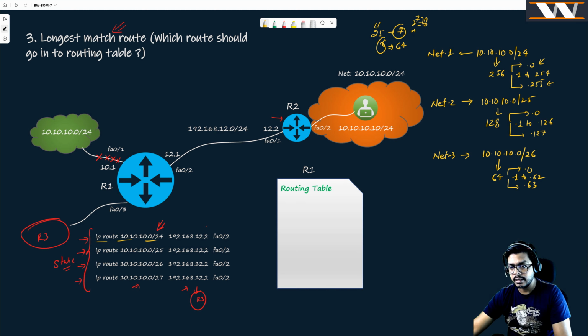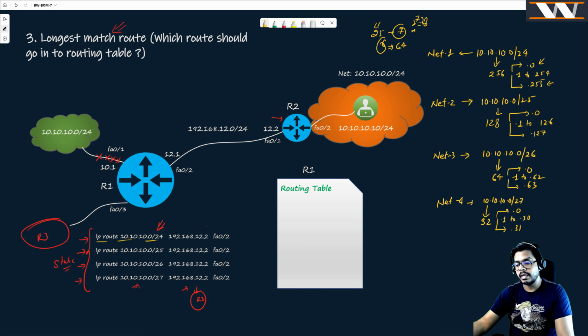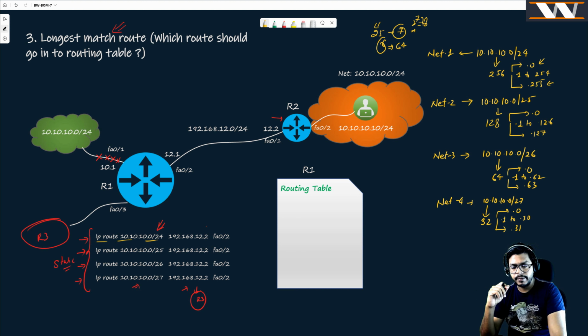The last thing, let's draw it quickly. Network 4, which is going to be 10.10.10.0/27. It means that you have only 5 bits now for the host. It means that you are going to have 32 host IP addresses, .0 to .31, and from here .1 to .30. It is as simple as that, right? First network contains 256, second network contains 128, the third network contains 64, and the last contains 32.